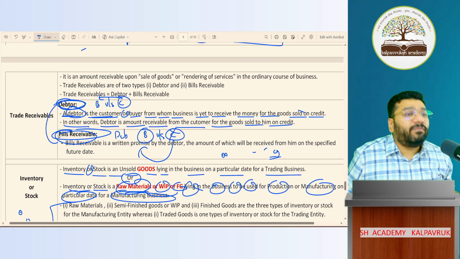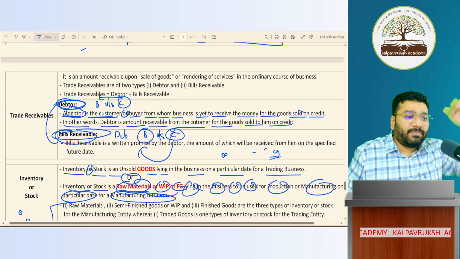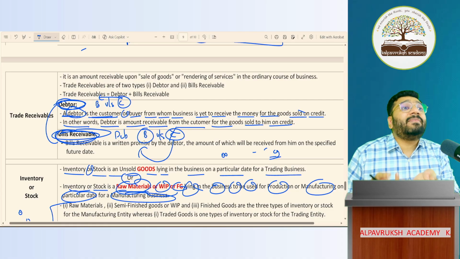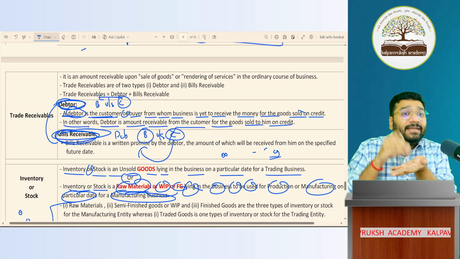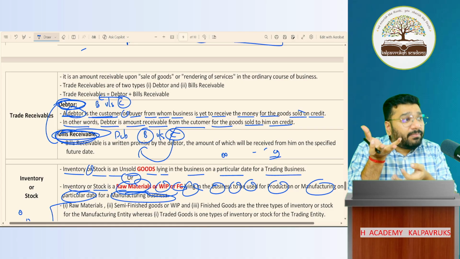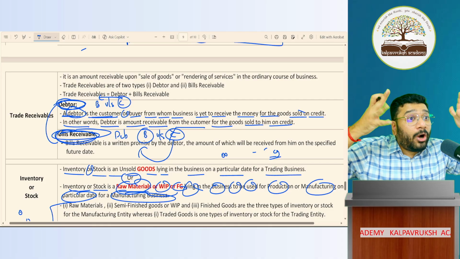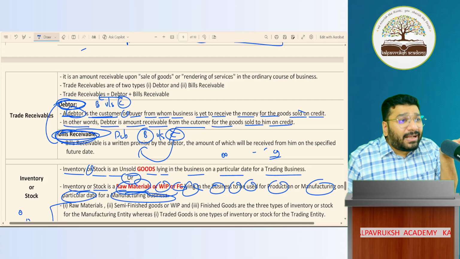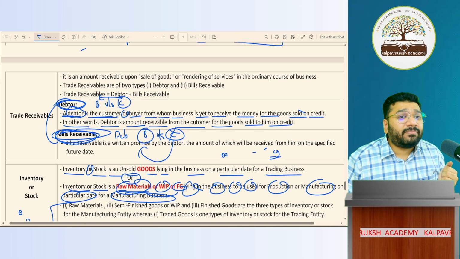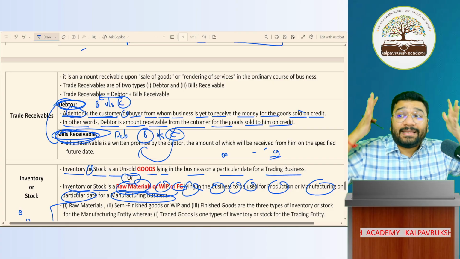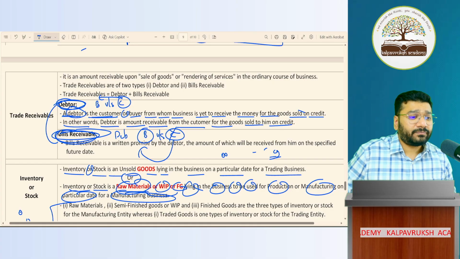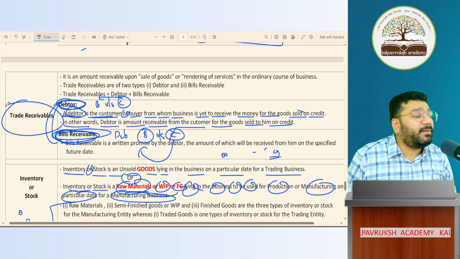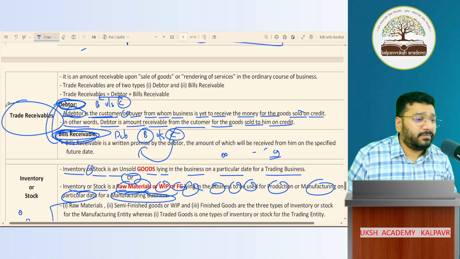So technically, both of them are customers only. Debtor also means customers. BR also means customers. But what is the difference? BR means bills receivable. Debtor means between the customer and the business, there is no contract, no agreement, no promise in writing. BR means between the customer and the business, there is a promise in writing that this person has to pay this person in future. Like that, a contract is there. Got it? Both of them put together is called trade receivables. Clear or not clear?